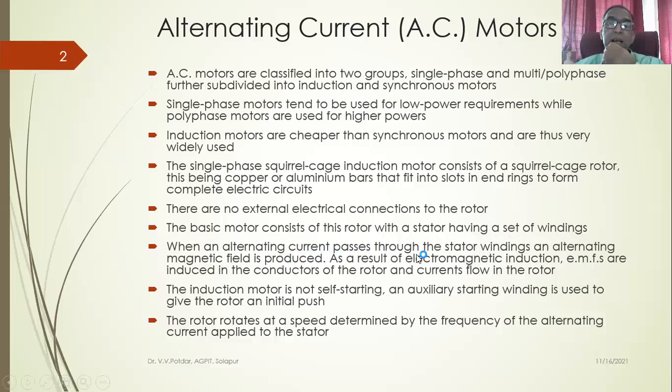When an alternating current passes through the stator winding, the alternating magnetic field is produced as a result of electromagnetic induction. EMFs are induced in the conductors of the rotor, and the currents flow in the rotor. The induction motor is not self-starting. An auxiliary starting winding is used to give the rotor an initial push. The rotor rotates at a speed determined by the frequency of the alternating current applied to the stator. We will see at the time of understanding the construction of induction motors.